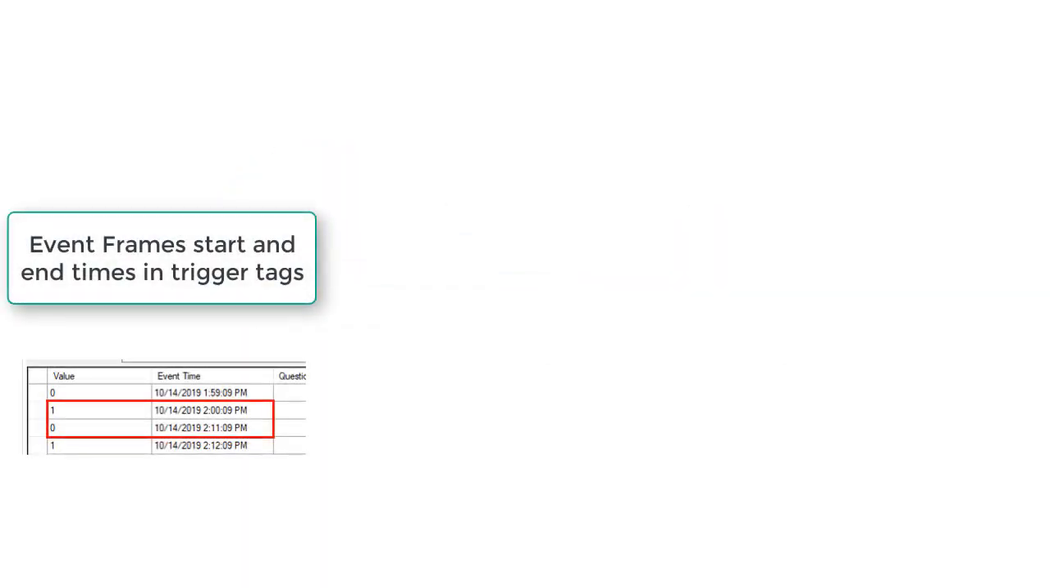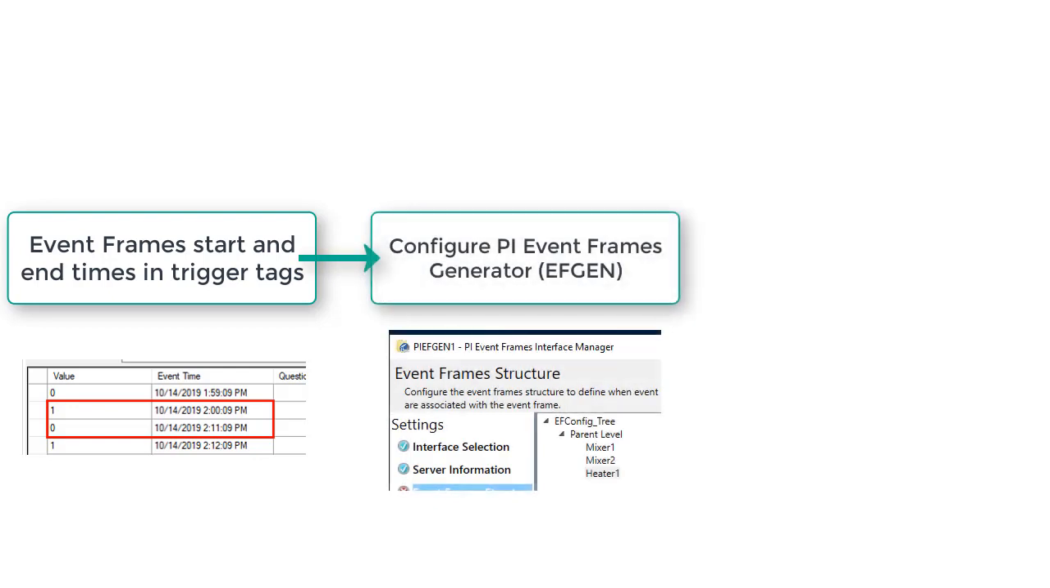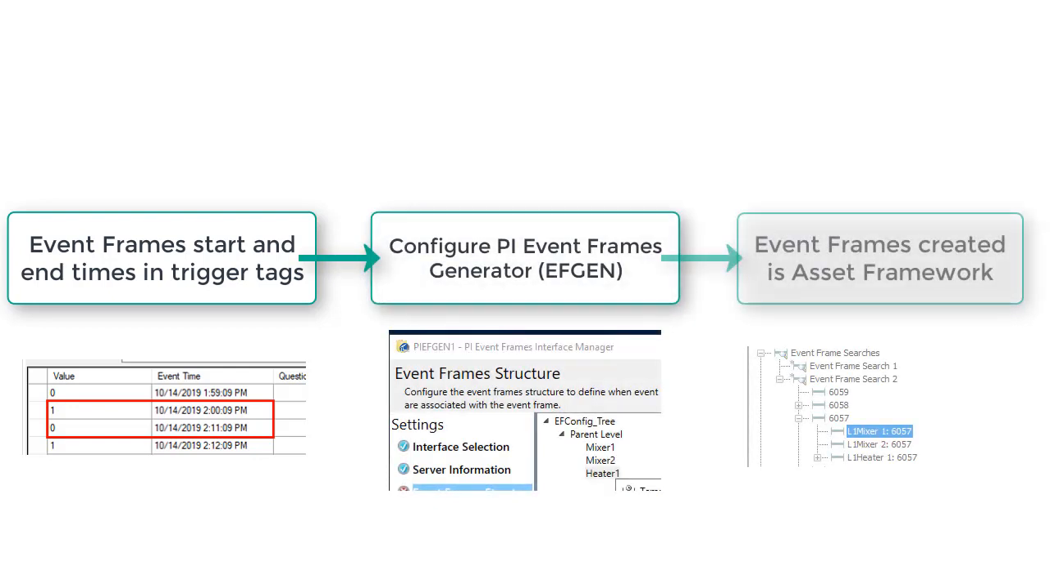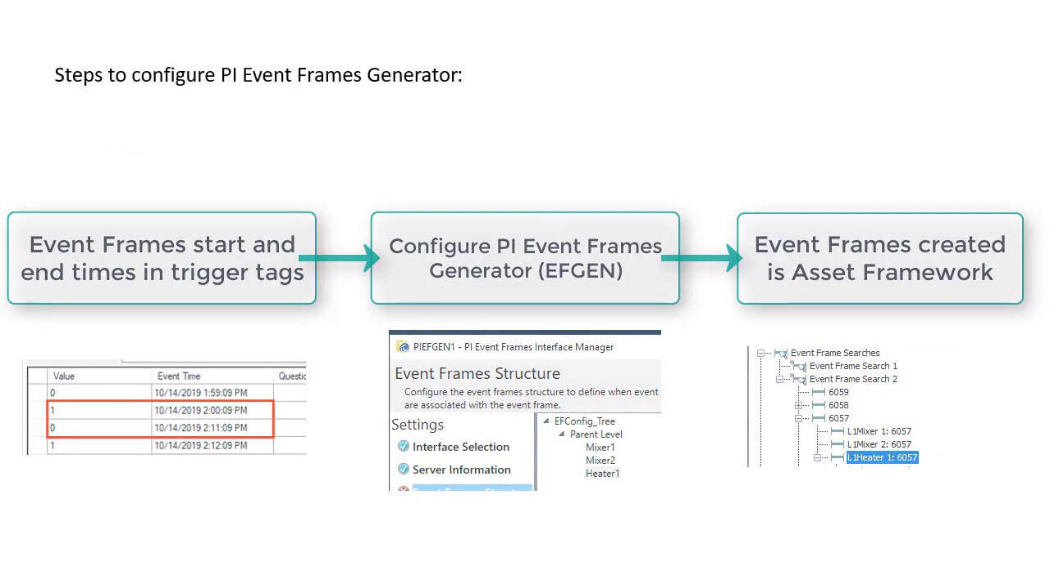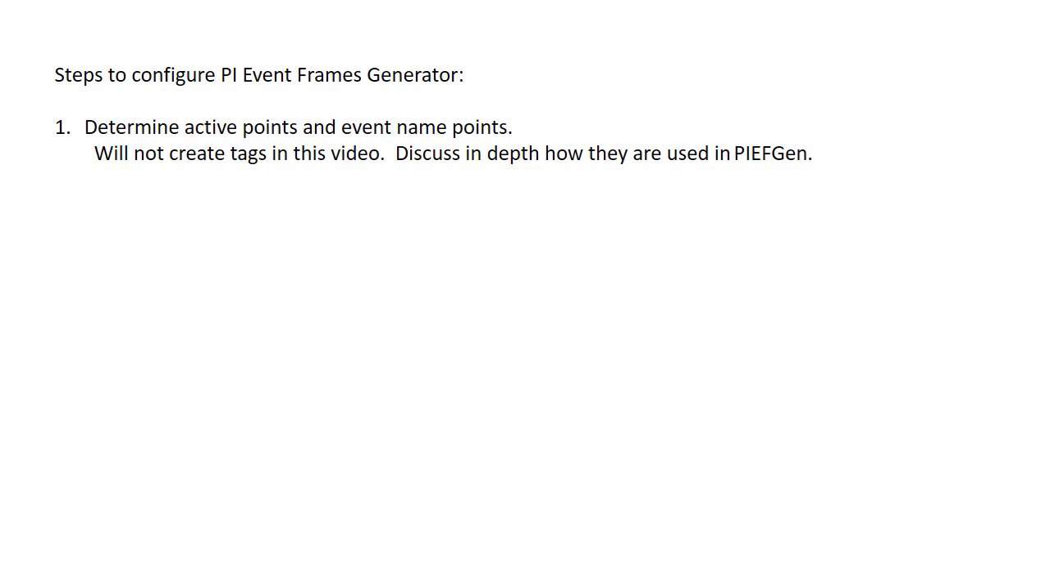Let's learn how to use PIEFrames generator to create event frames in Asset Framework using trigger tags. We're going to be using the following steps. First, we're going to determine our active points and event name points. We won't be creating these tags in this video, but we are going to discuss in depth how they are used by PIEFGen to create event frames.